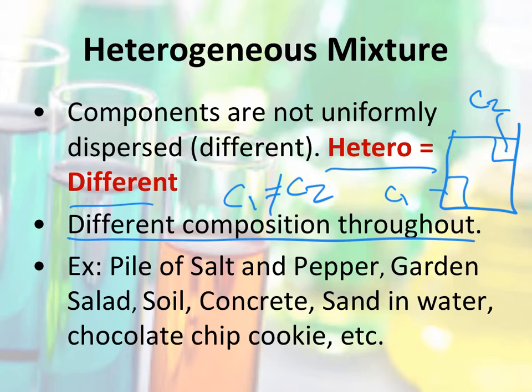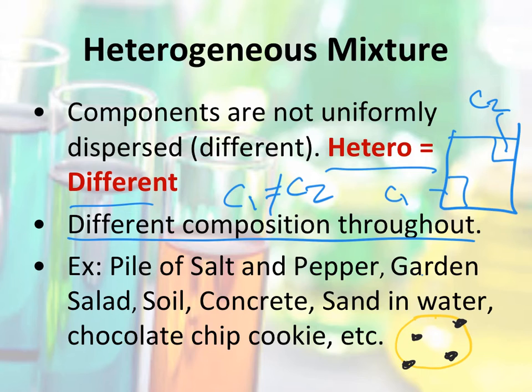So examples here would be a pile of salt and pepper, a garden salad, you have big hunks of tomatoes and maybe croutons and lettuce and stuff like that. Concrete, sand and water, chocolate chip cookie. So another example, an easy example to show the students is this. Let's just make a cookie here. So here's my cookie. And then we're going to add some chocolate chips to it. There's a chip, and here's a chip. Here's a chip here, and maybe this is a chip here.